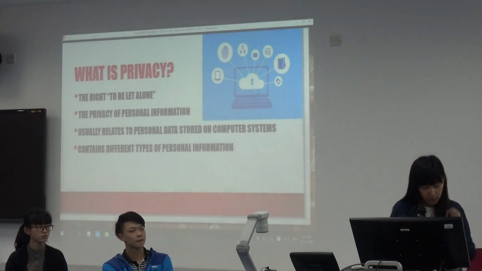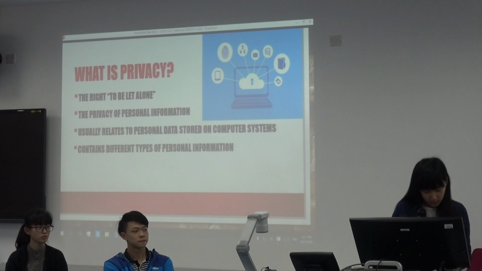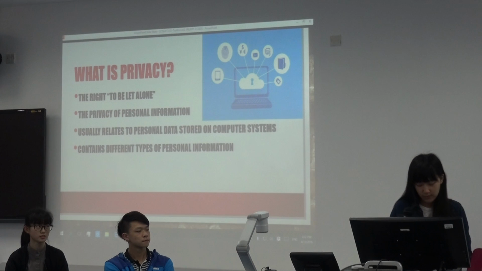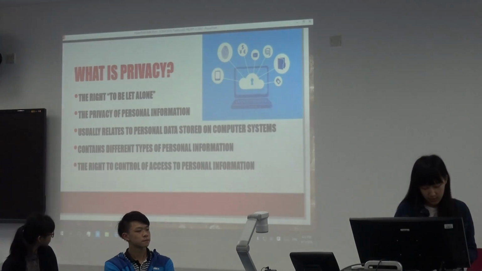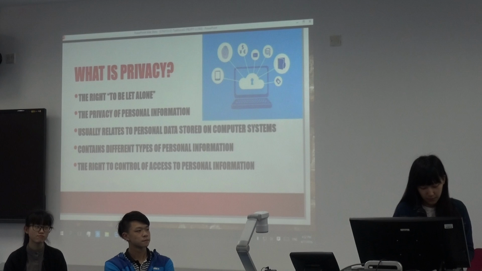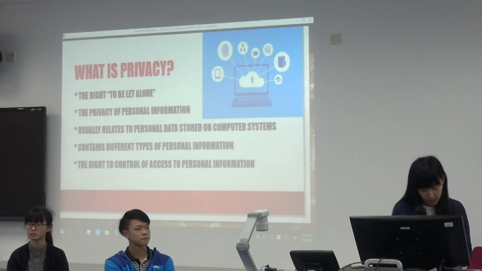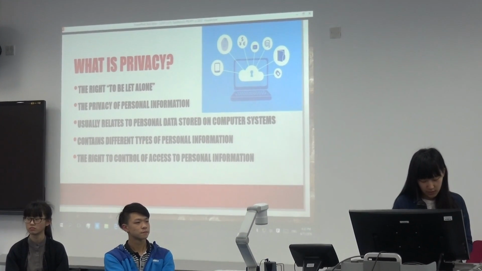The different types of information privacy include internet privacy, cable television privacy, medical privacy, financial privacy, location privacy, and education privacy. In fact, information privacy is the narrow meaning of privacy. It is the right to control access to personal information, which is a common definition in the literature.